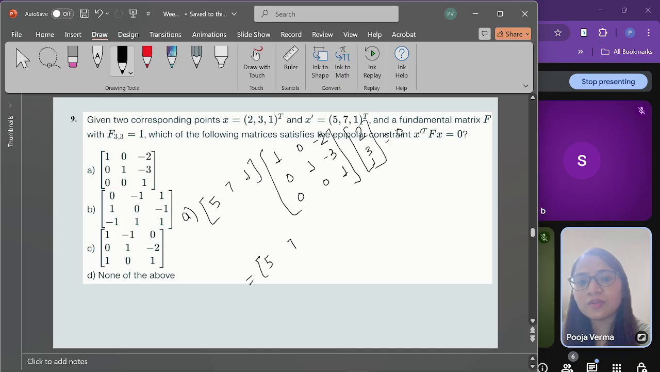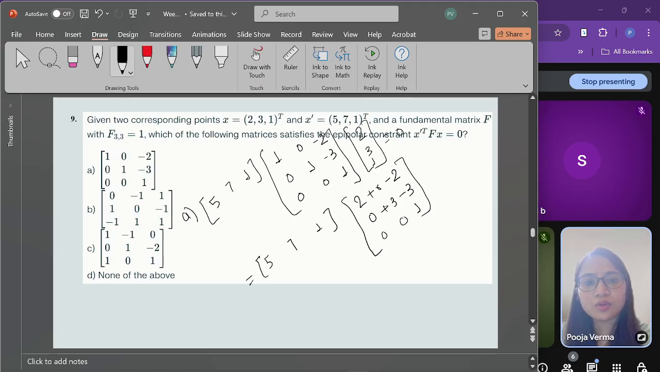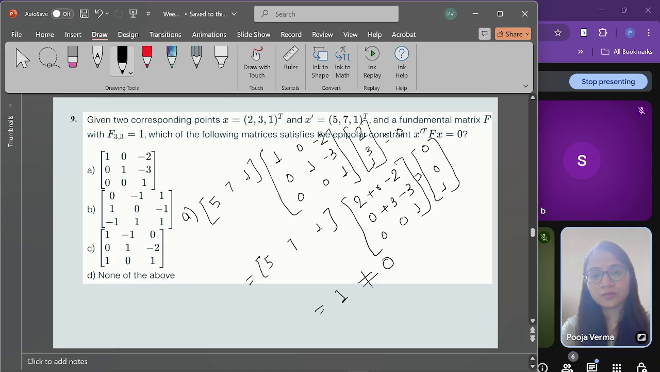So 5, 7, 1. Now the next matrix, what will you get? So 2, then 0, then minus 2, right? Now the next one: 0 plus 3 minus 3, then again 0, 0, 1. So here you will directly get 0, 0, 1, right? So here you will get 1, which is not equal to 0. So option A is not a correct option, because this constraint is not equal to 0. It is coming 1. Now go with the second option.